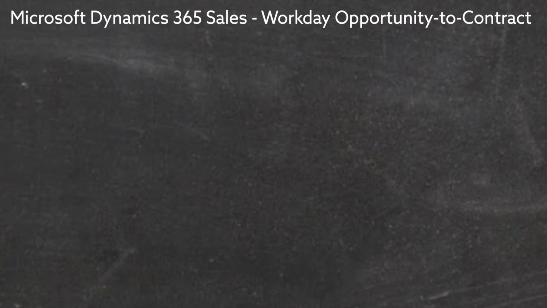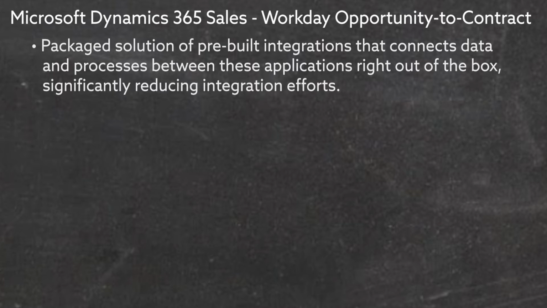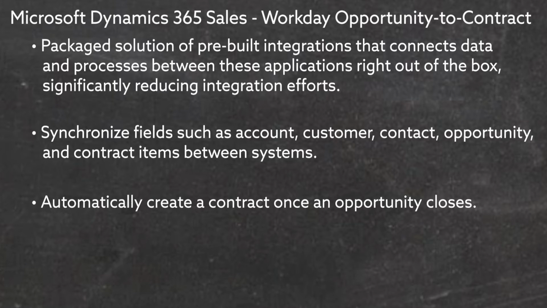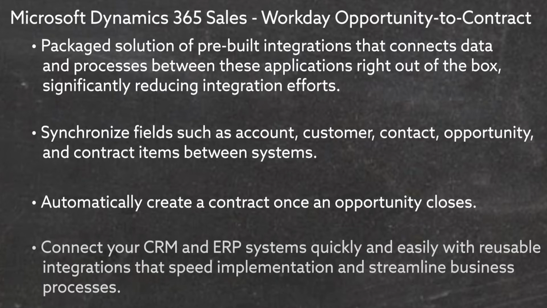The Microsoft Dynamics 365 Sales Workday Opportunity to Contract process template is a packaged solution of pre-built integrations that connects data and processes between these applications right out of the box, significantly reducing integration efforts. Synchronized fields such as account, customer, contact, opportunity, and contract items between systems. Automatically create a contract once an opportunity closes. Connect your CRM and ERP systems quickly and easily with reusable integrations that speed implementation and streamline business processes.